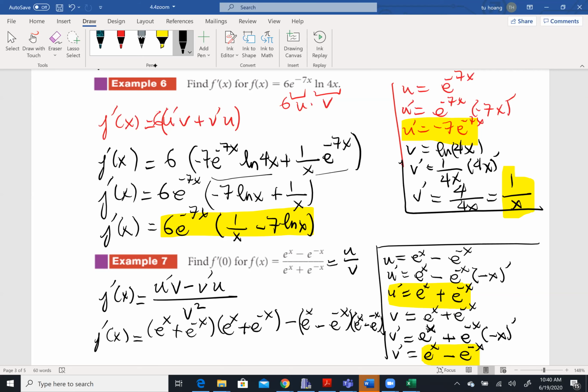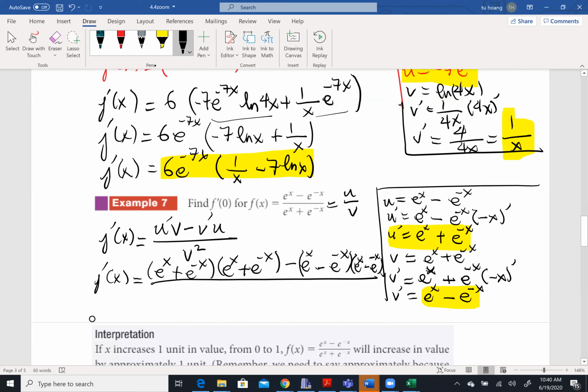So what does it look like? Let me have the v squared at the bottom. So I'm gonna make sure I have u prime times v minus v prime times u. Okay, everything is good. So e to the x plus e to the negative x, squared. Okay, move down.